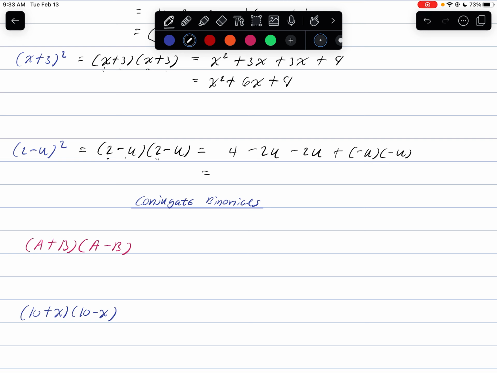Okay, so we have 4, and then minus 2u minus 2u is going to give us minus 4u. And then if we have minus u times minus u, the negatives are going to cancel there. And then we'll have plus u squared. Okay, and if we want to write this in descending order, we'll get u squared minus 4u plus 4.